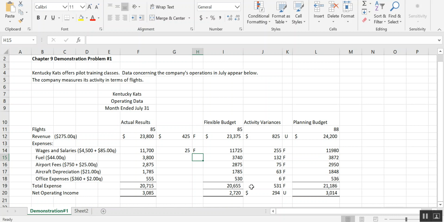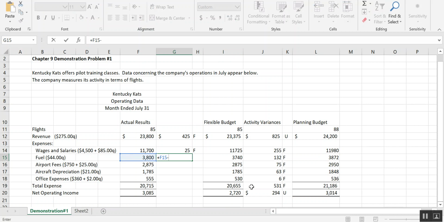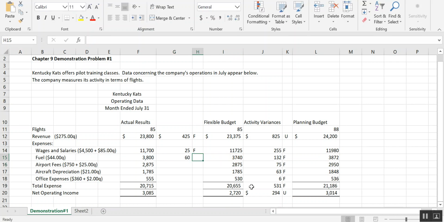And then the fuel, we have an unfavorable variance because we're going to take the amount that we spent on fuel minus what we budgeted, and it's going to be $60 over what we originally planned. So we had $3,740 budgeted for fuel. We actually spent $3,800. That means we have an unfavorable variance.